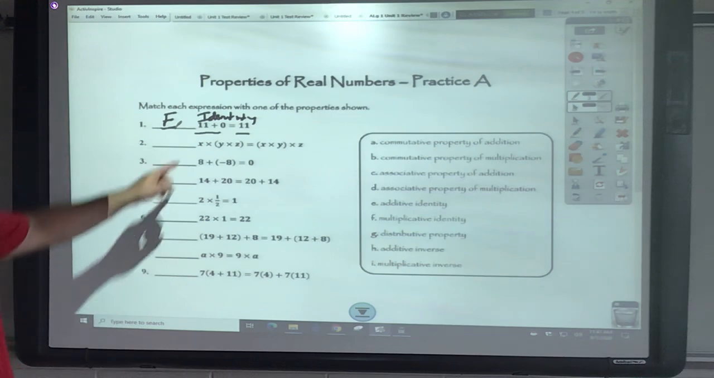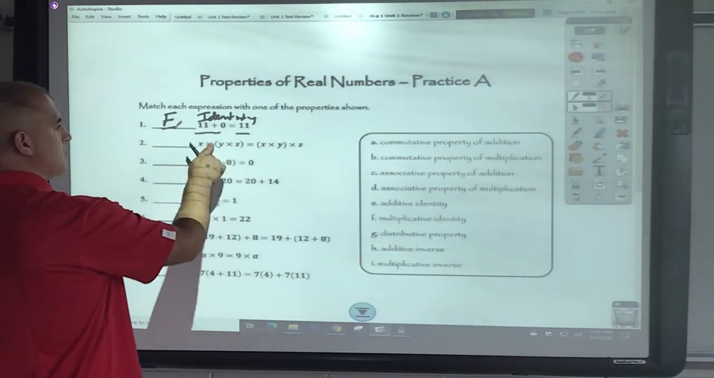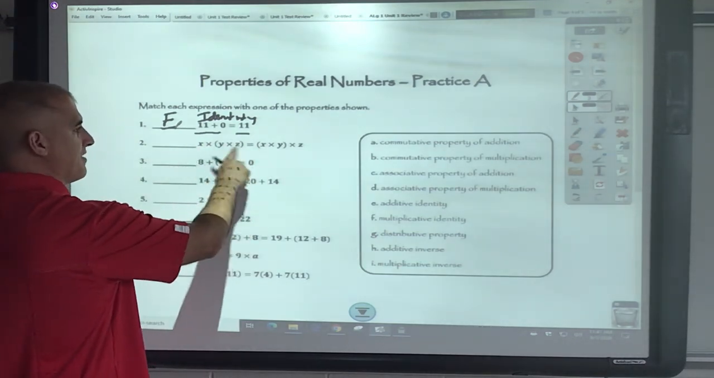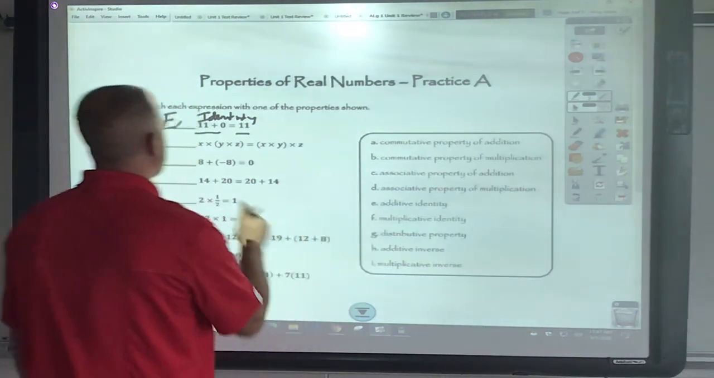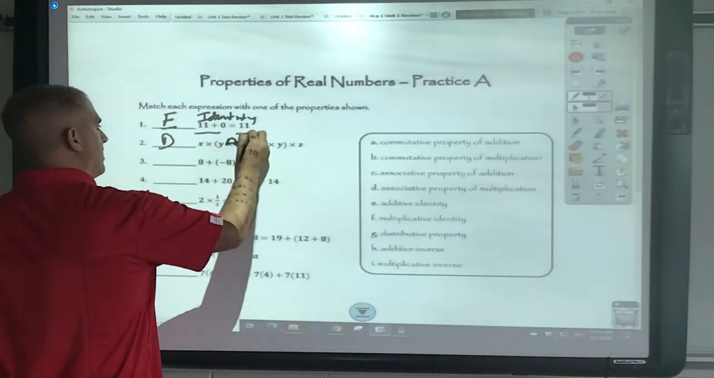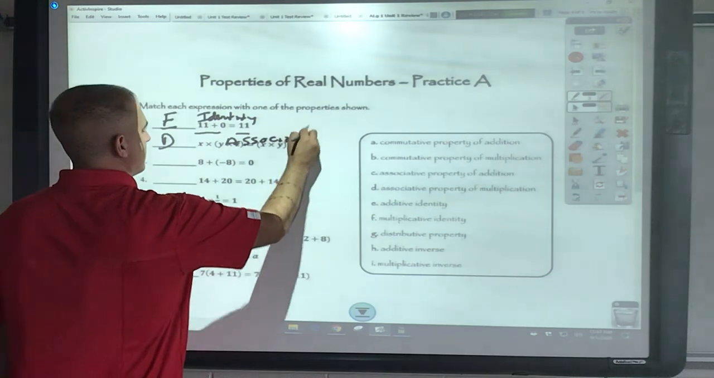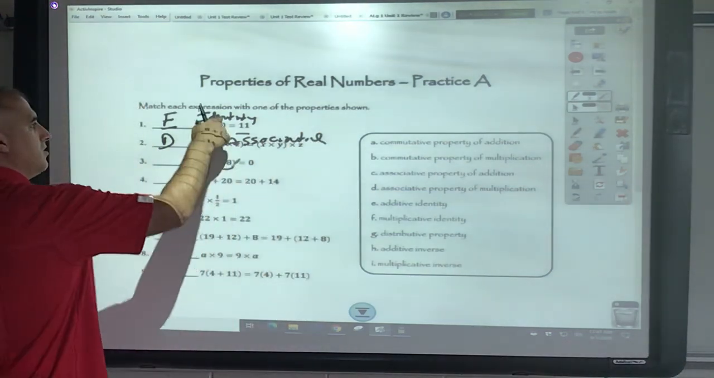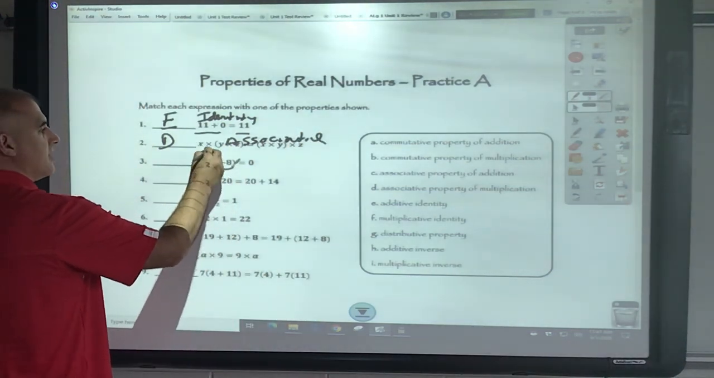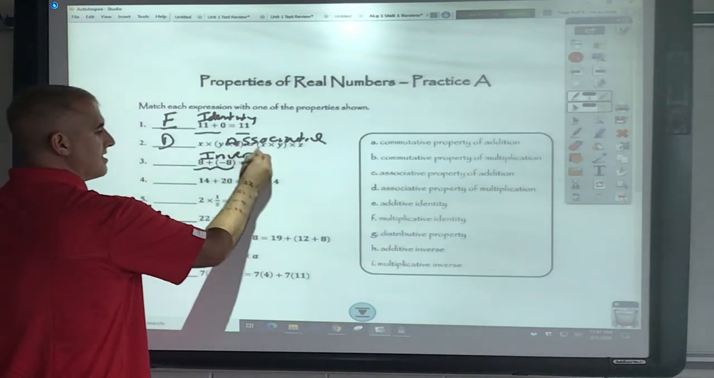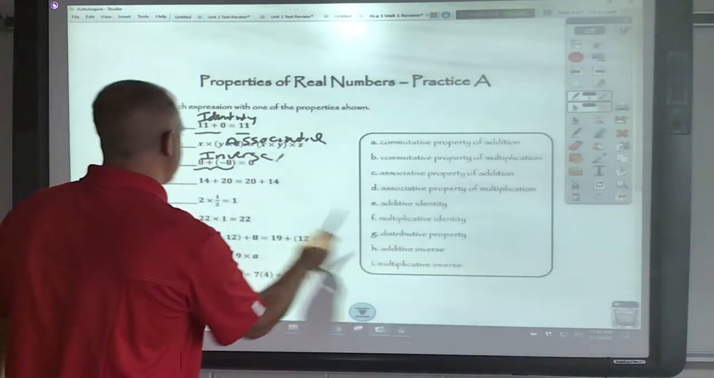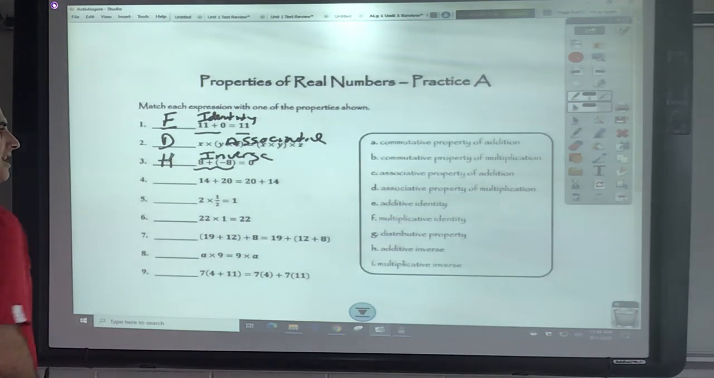Okay, now this one, the parentheses are, if you can see, nothing changes, but the parentheses move. This is called the associative property. Okay, all right. Now this one looks like this one, except these are opposite. So when they're opposite, we consider that the inverse. So that, since they're adding, that would be the additive inverse, which would be H.